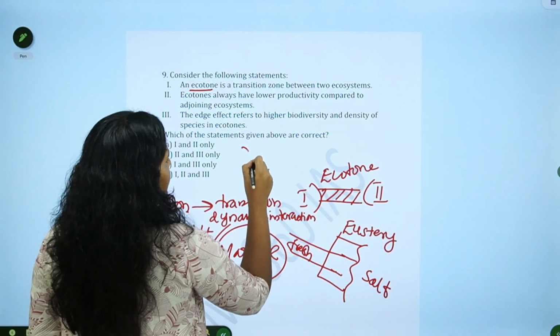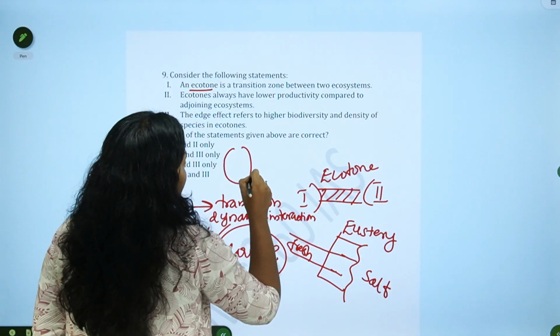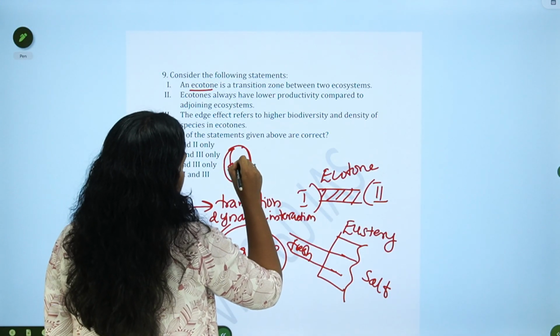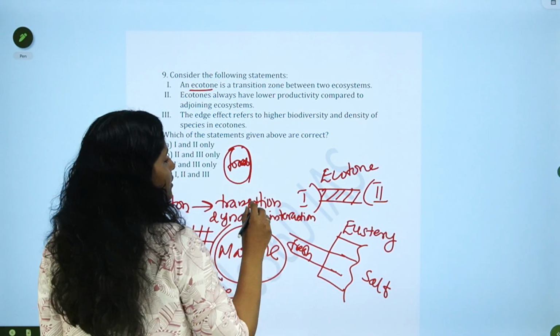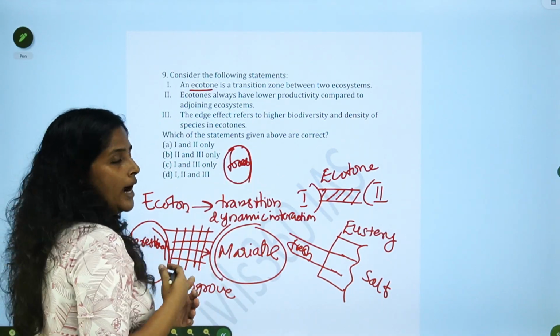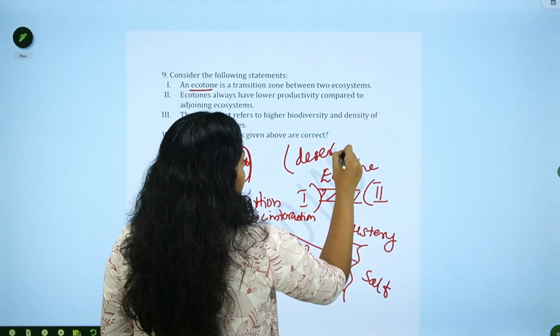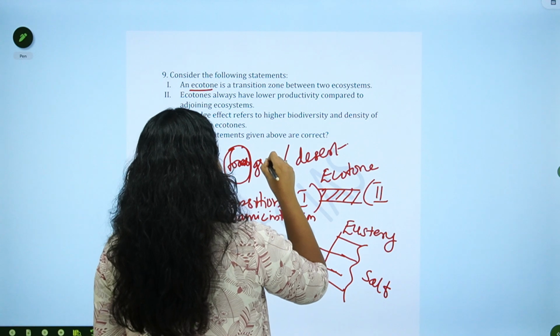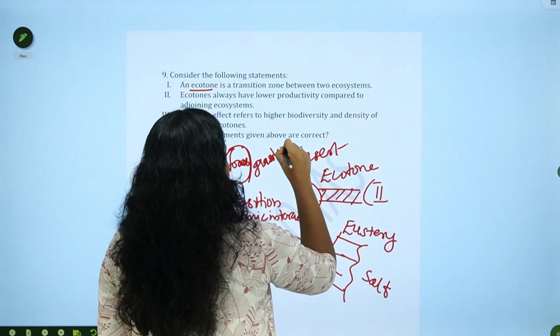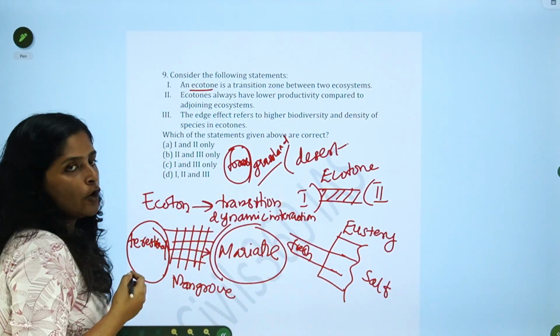Another thing is a dense forested area will not suddenly transition to a desert. In between this desert and forest, there will be a grassland region, right? This is also an ecotone.